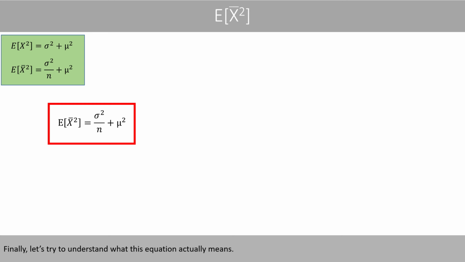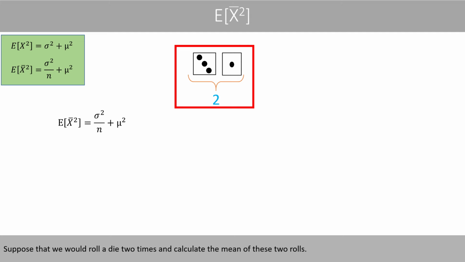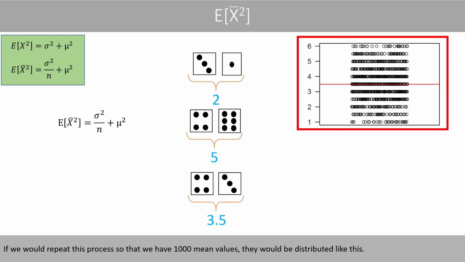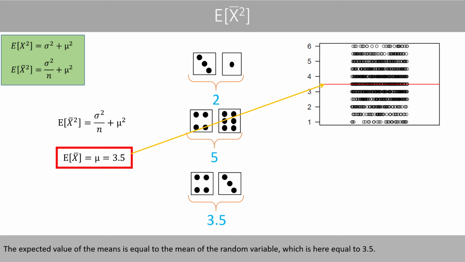Finally, let's try to understand what this equation actually means. Suppose that we would roll a die 2 times and calculate the mean of these 2 rolls. Then we continue like this many times. If we would repeat this process so that we have 1000 mean values, they will be distributed like this.